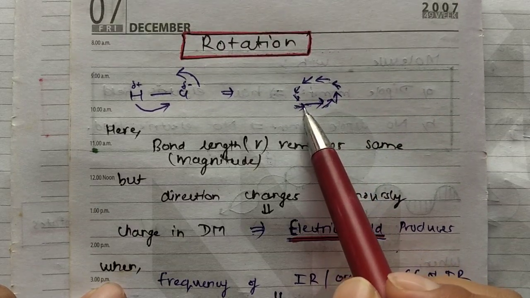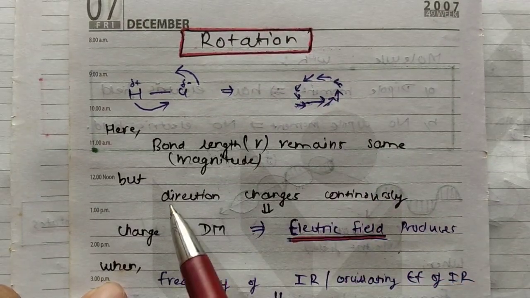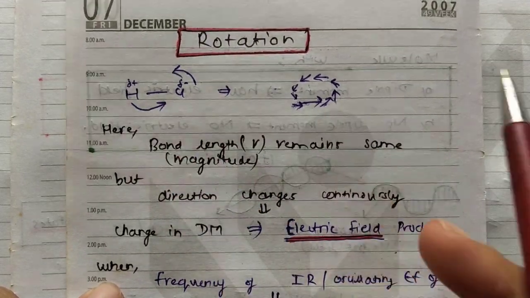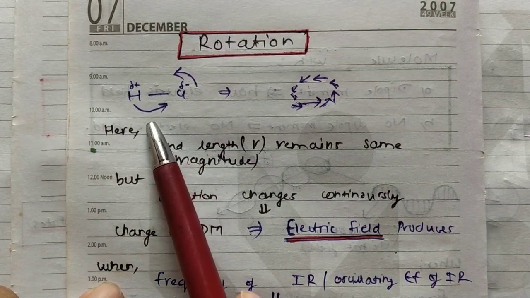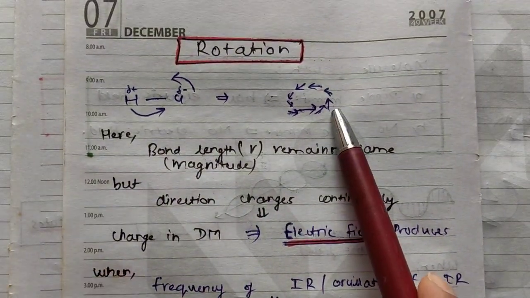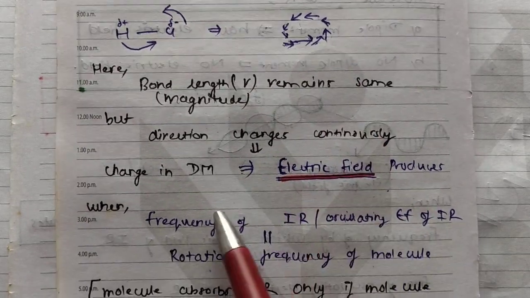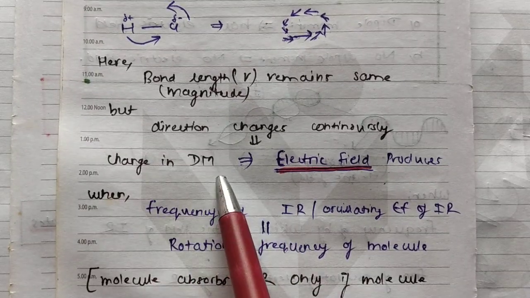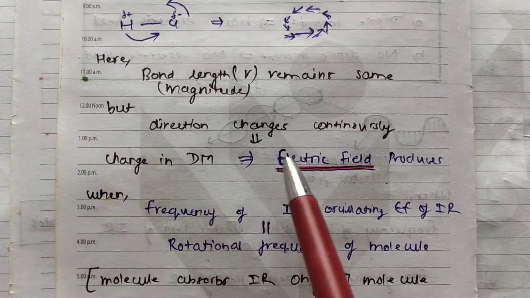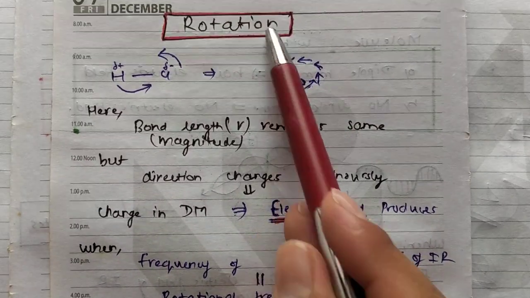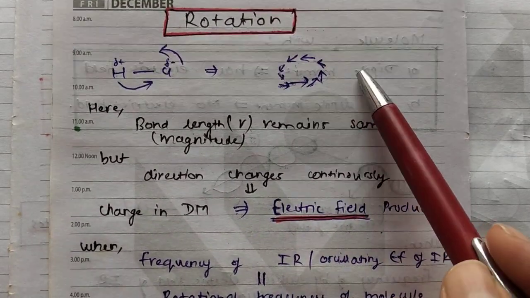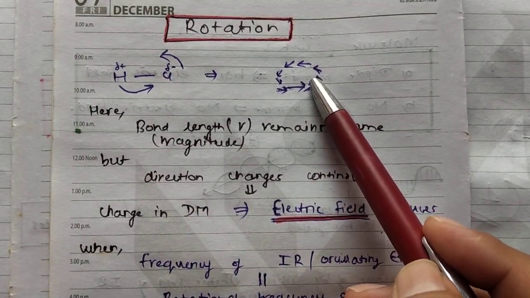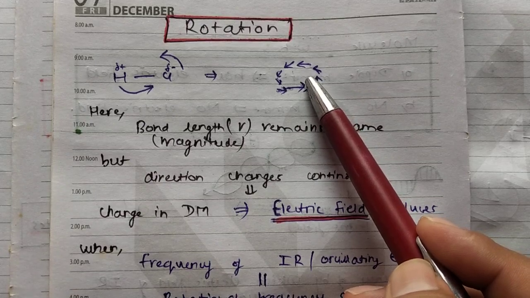The direction keeps on changing, and we studied before that the dipole moment doesn't depend only on magnitude, it depends on the direction also. So here the magnitude is not changing, but due to the change in direction we can say there is a change in the dipole moment. We know that due to the change in the dipole moment an electric field is produced. This means that due to the rotation also, a molecule has its electric field. And if a molecule has the electric field, the first criterion is done. This means they can now absorb the IR.